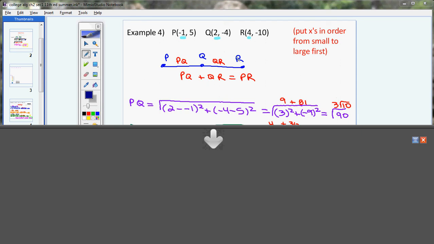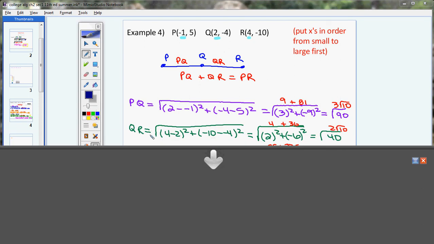The next thing I want to do is the distance from Q to R, because I'm going to add these together in a minute. From Q to R, when you do the distance formula, it'd be 4 minus 2 squared plus -10 minus -4 squared. That would be 4 minus 2 is 2, -10 minus -4 is -6. 2 squared is 4, -6 squared is 36. You add that up, you get square root of 40. When you reduce square root of 40, that would be 2 square root of 10.